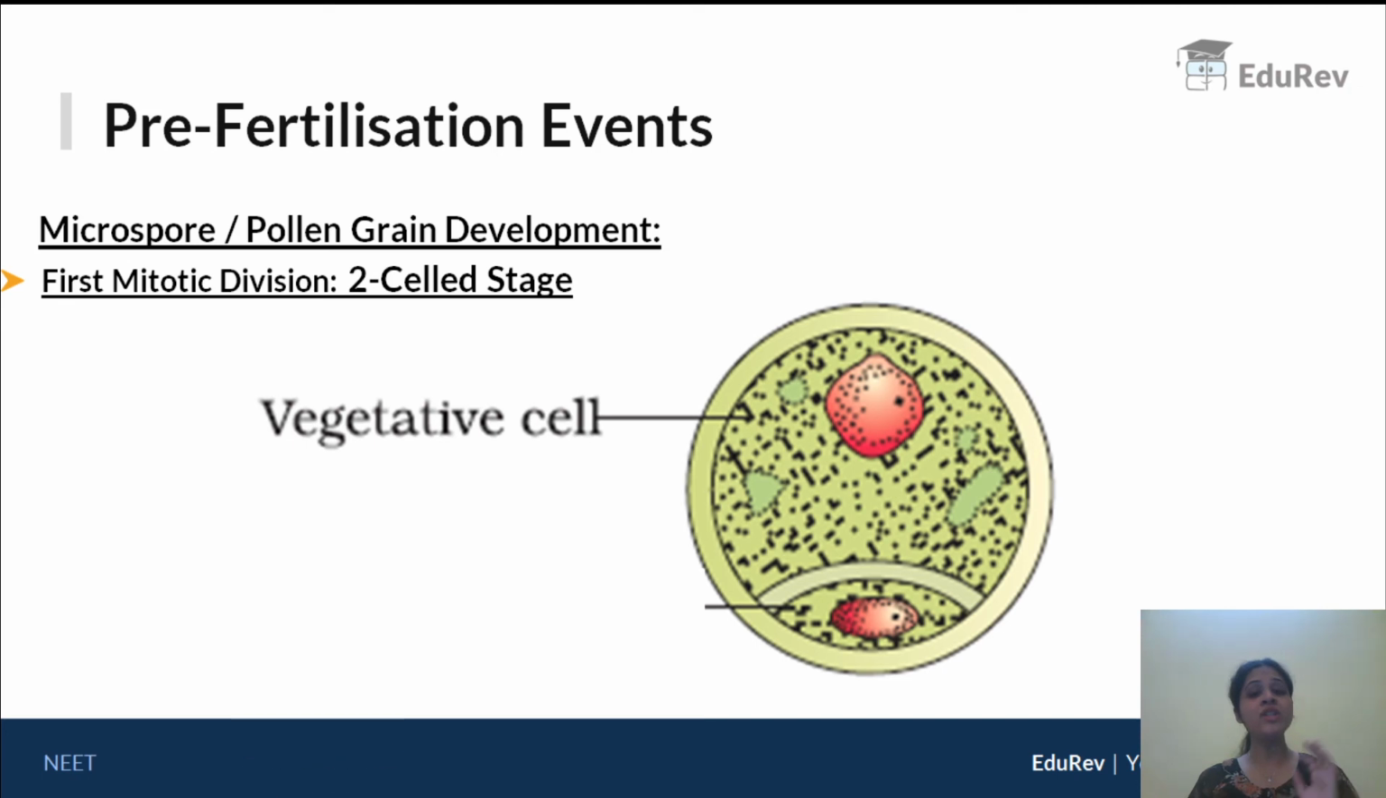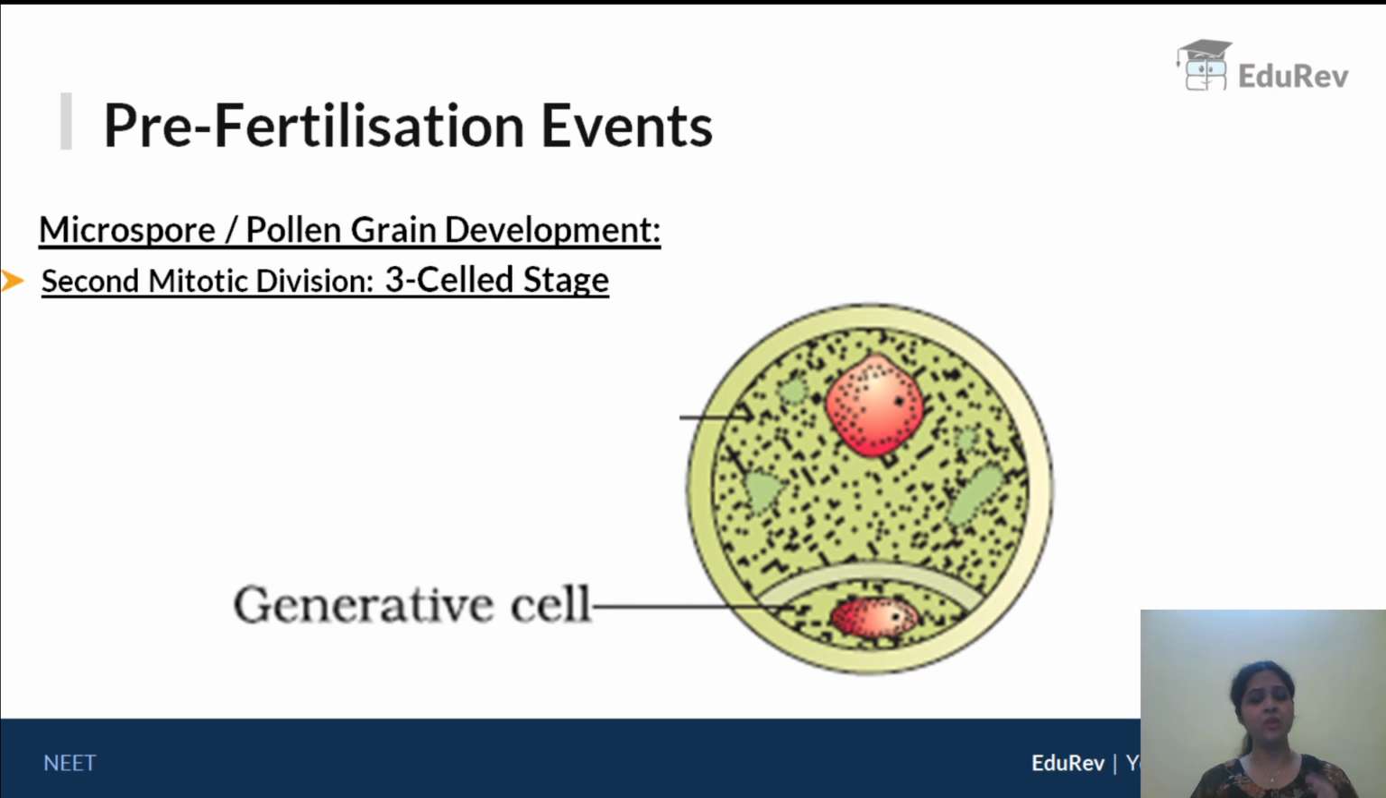Okay, now the vegetative cell is nutritive. It has a lot of the nutrition, most of the cytoplasm is present there. And later on you will find that this particular cell gives rise to the pollen tube, okay, which is very essential, gives rise to the pollen tube. And the generative cell. Now, this particular generative cell is the one that undergoes the second mitotic division.